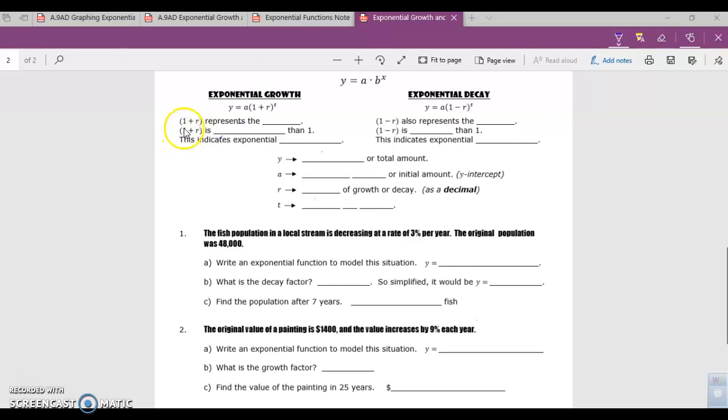First off, your 1 plus r is taking the place of the b. So that's just your b, for both growth and decay. Because 1 plus r has to be more than 1, this is always going to be exponential growth. And then 1 minus r has to be less than 1, so this is going to be exponential decay.